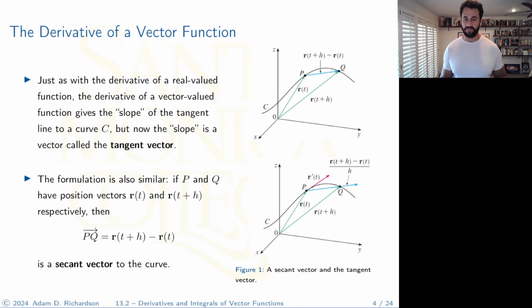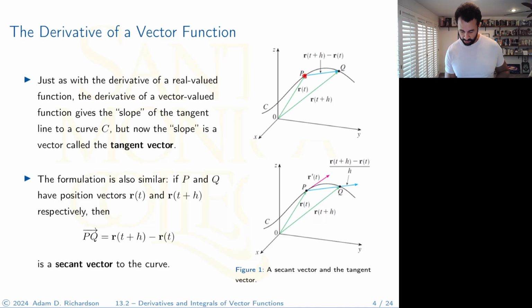Just as with the derivative of a real valued function, what you do is you look at the secant vectors. So, do I say that right? Yeah, secant vectors. So when we compute the derivative of a vector function, we are still finding the slope. We're finding the slope of the tangent line to a curve, but now the slope is given as a vector, and it's the tangent vector, right?